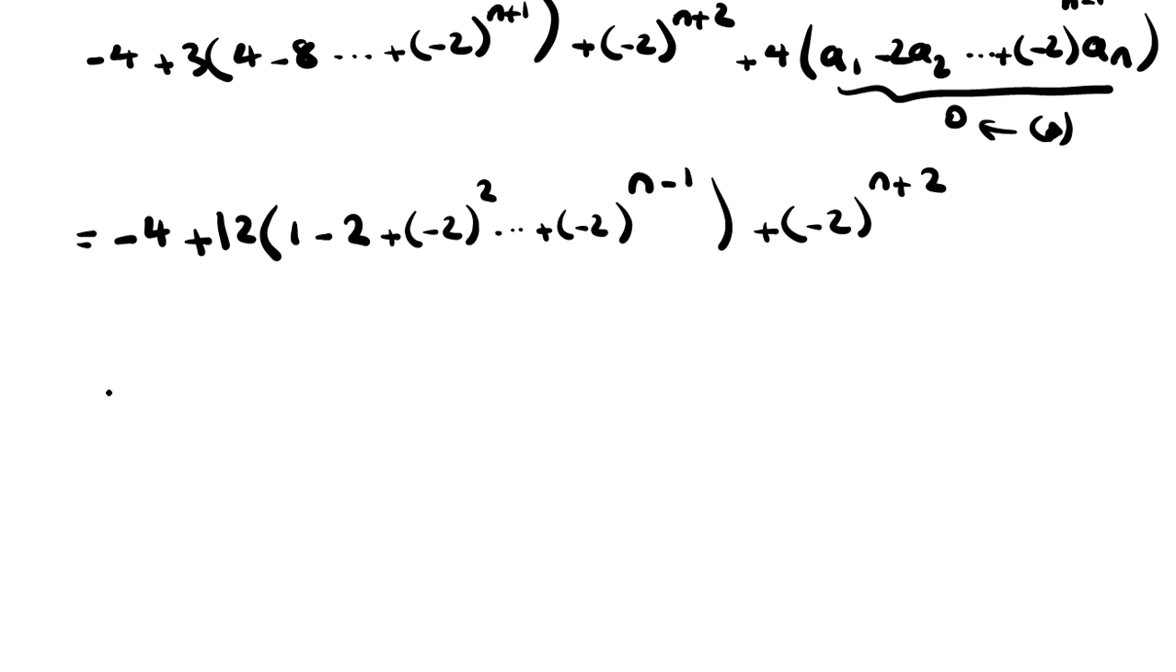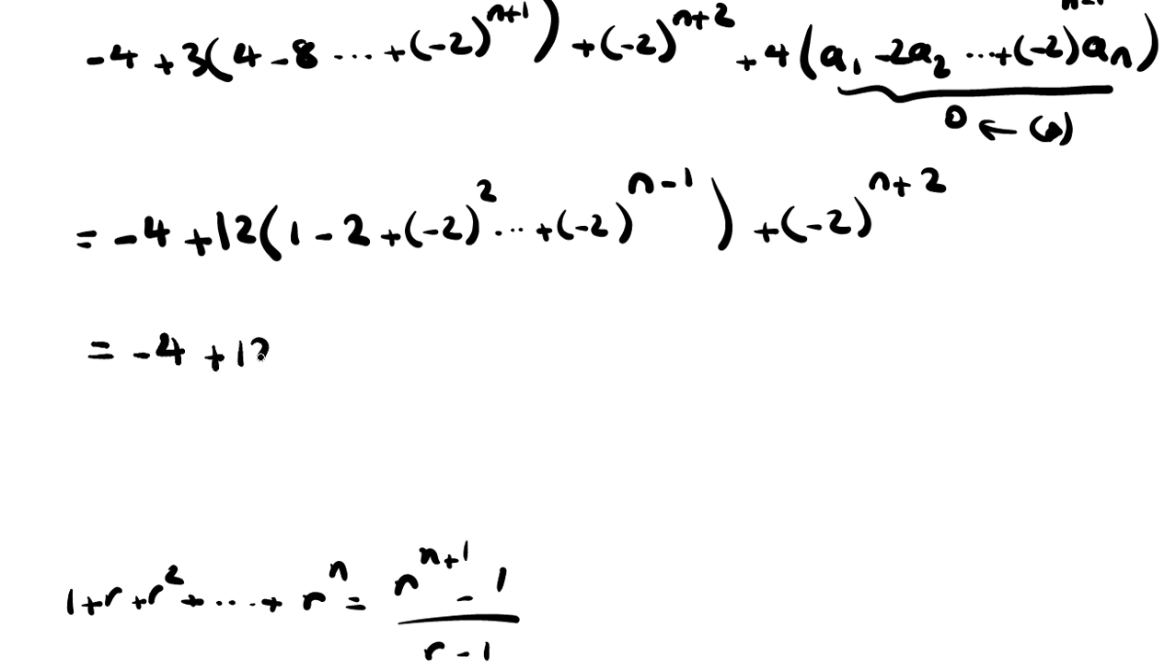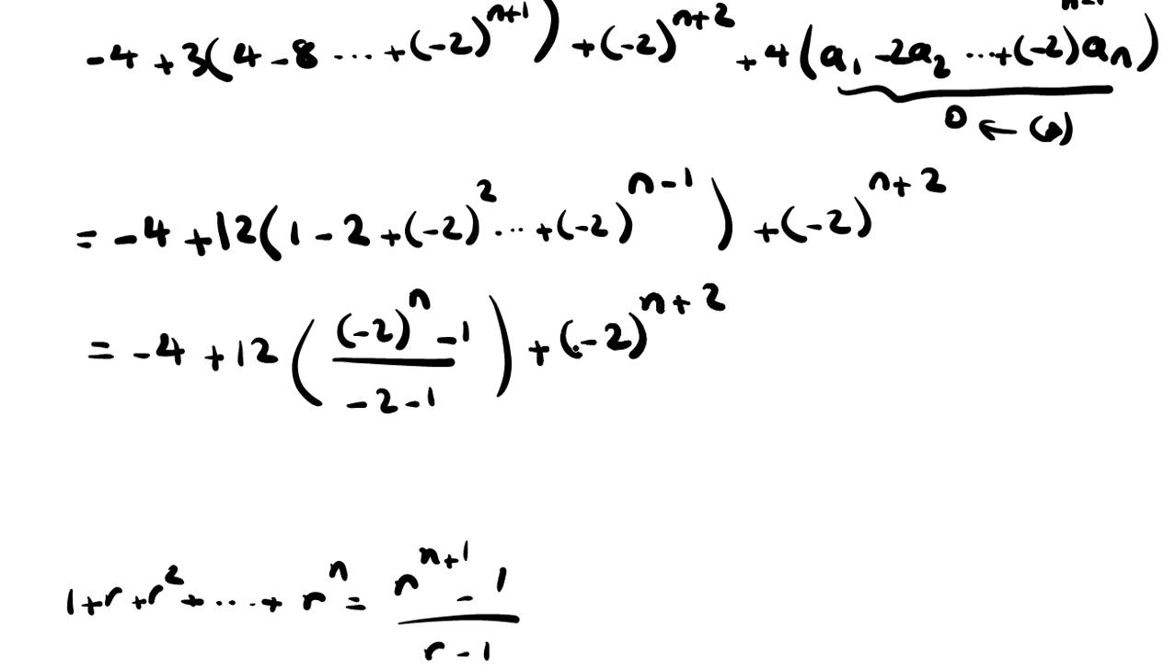Okay, so one important identity is this: 1 plus r squared to Rn equals Rn plus 1 minus 1 over r minus 1. Here r is what? Negative 2. So it is equal negative 4 plus 12. Negative 2, you say, okay, negative 2 minus 1, negative 2 minus 1. Negative 2 to the power of n, because it is n plus 1, n minus 1, n minus 1 plus 1 is n. Minus 1. And plus negative 2 to the power of n plus 2.